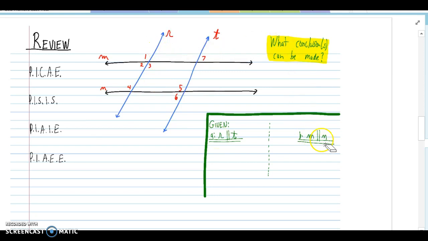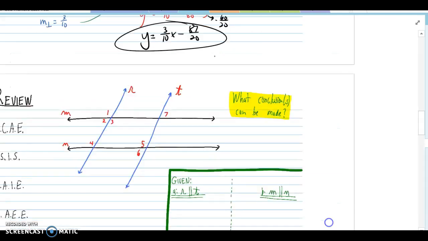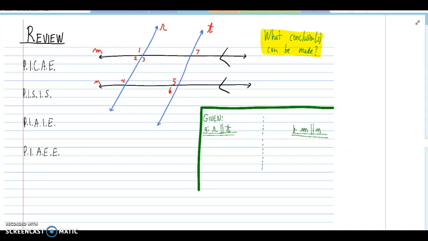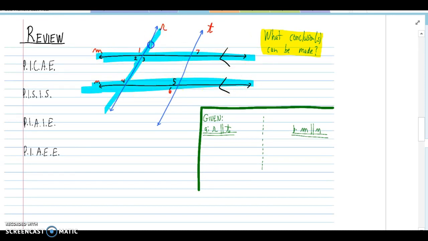Now switching this, what if M is parallel to N? So this is parallel to this. If that's the case, then what would we know? Well, here's M, parallel to N. If we use this transversal, then using PICAE, we could say that measure of 1 equals measure of 4. We could say angle 2 and angle 4 are supplements using PISIS. We could say 4 is equal to 3 because of PIAIE, and we don't have anything for PIAEE.